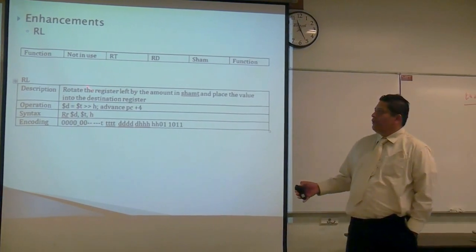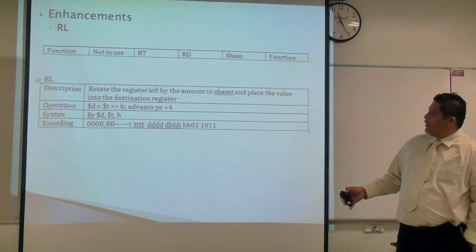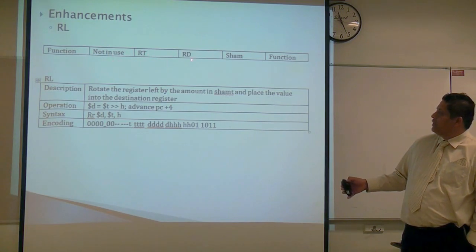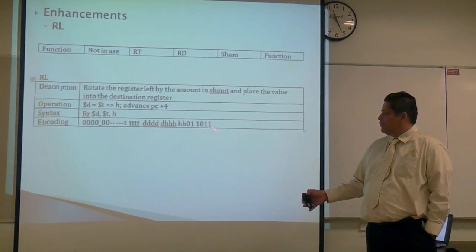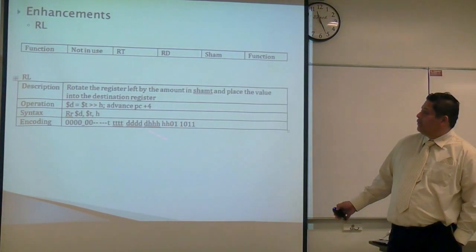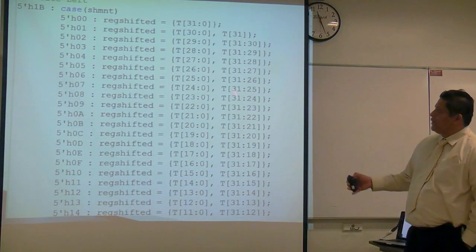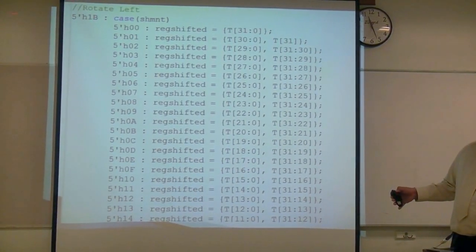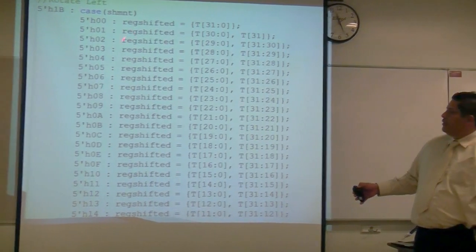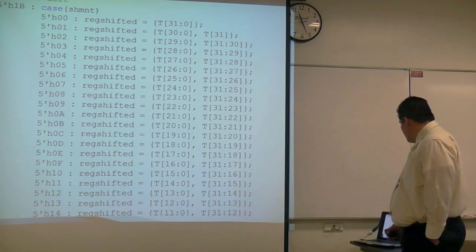For the rotate left, we use the same kind of architecture, the RTL function. RT, RD, and CHOP are not in use. Same. The only difference is we use 1B, not 1A. This comes from the FF. Again, same concept: with the FF we decide which value to rotate, and with the CHOP we decide how many times to rotate, but instead of rotating to the right, now we rotate to the left.